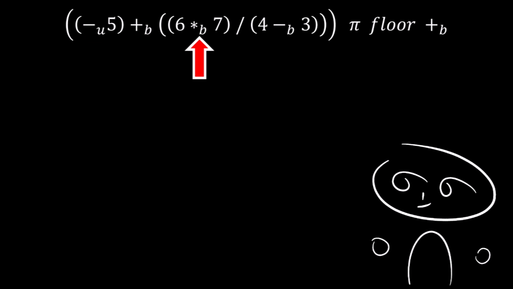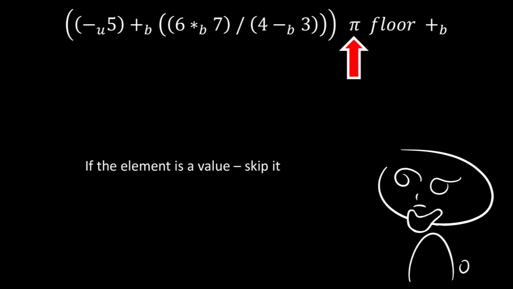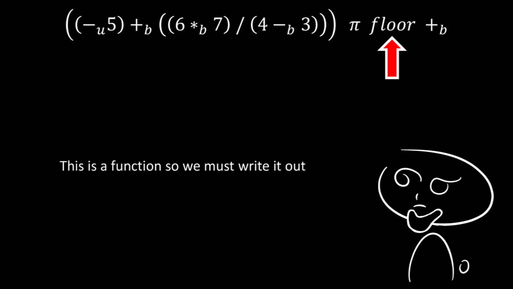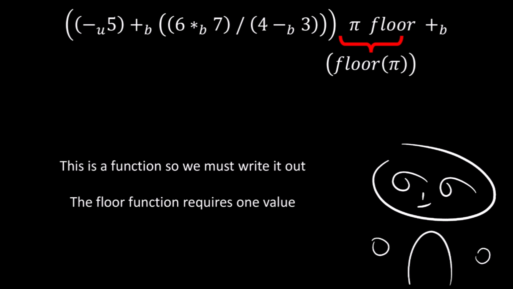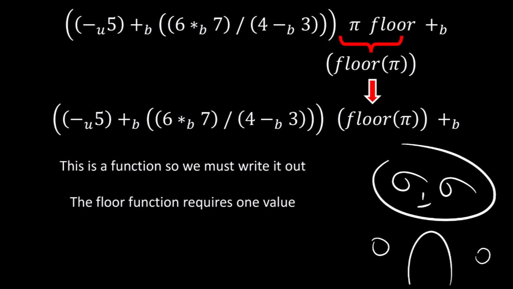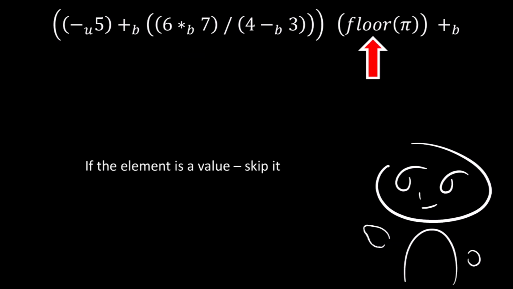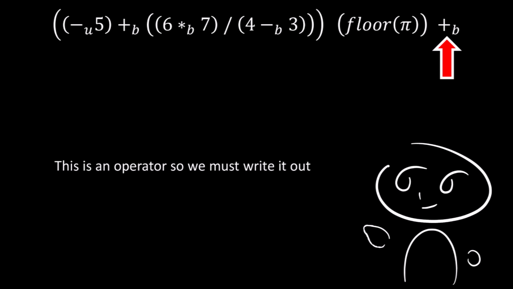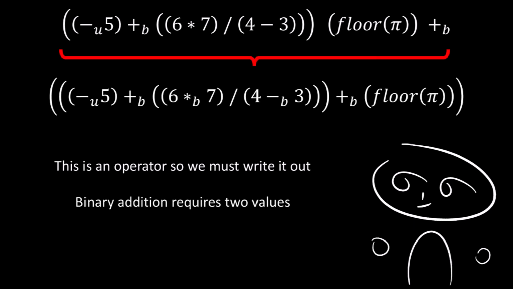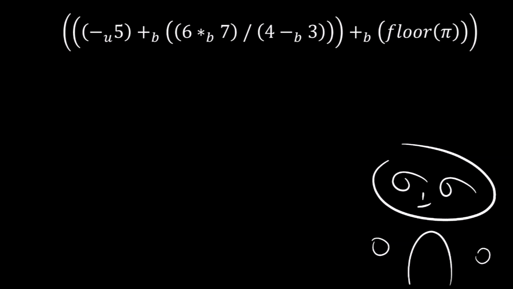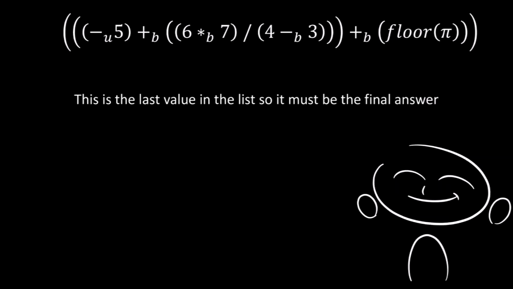Now, reading from the left again, we skip the values and reach the floor function. Since floor requires 1 value, we must write it out using the previous value, which is pi, which gives us floor of pi. We then insert that into our reverse Polish. Again, we read from the left, and the first operator we come across is a binary addition operator. We write this out, giving us this. Since this is the last item in our list, it must be the final answer.